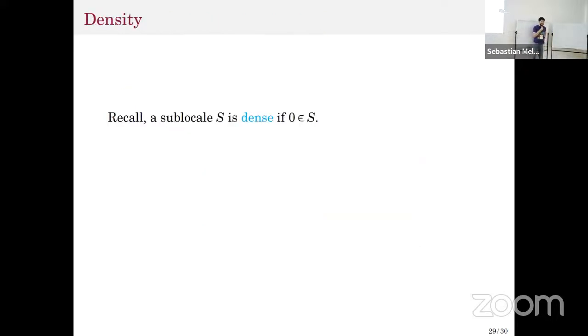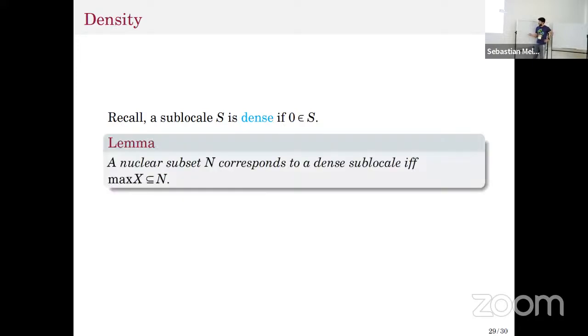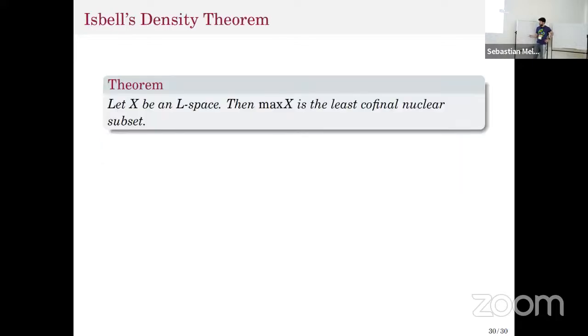I wanted to end with some nice theorem that's also well known to you. So we call a sublocale dense if 0 is in it. And this is a lemma: a nuclear subset corresponds to a dense sublocale if the maximum of the space is inside of it. So we call it cofinal. If it contains the maximum of the space, it's called a cofinal nuclear subset. What you can show now is that max X is the least cofinal nuclear subset, because there will be no smaller set that contains max X. It's literally the smallest set that can be cofinal. Turns out it's also a nuclear subset.